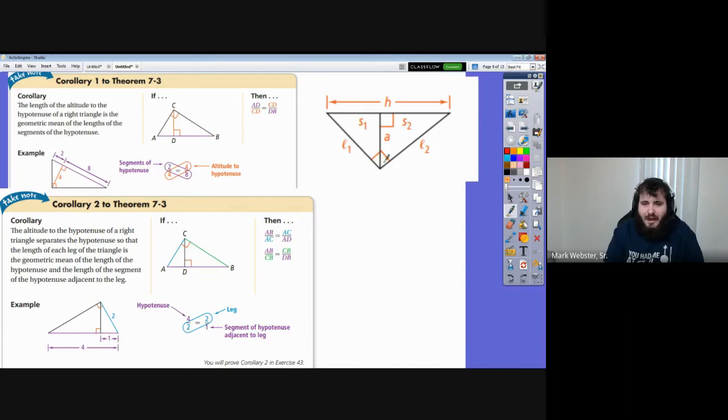What is A? What is the altitude? The altitude is the geometric mean of these two pieces, S1 and S2. The left leg, L1, what is that? Well, the left leg is the geometric mean of the left side piece and the hypotenuse. Right, and these are multiplied. And then the right side piece and the hypotenuse, when we take the geometric mean of those, we get the right leg.